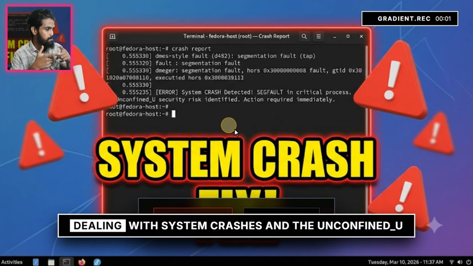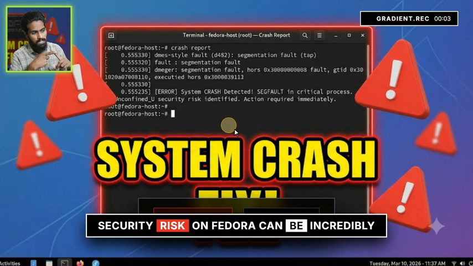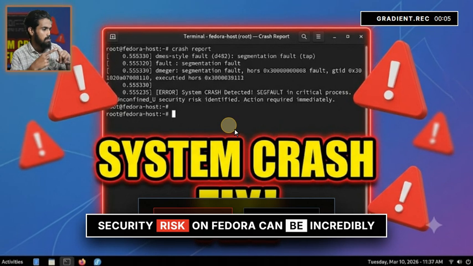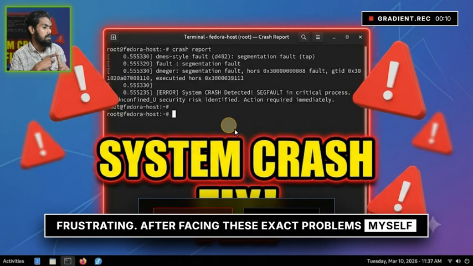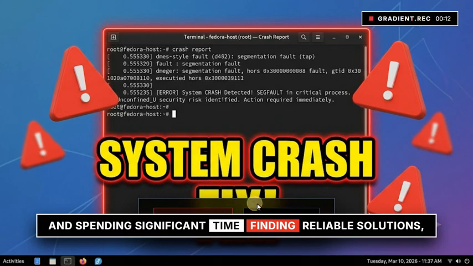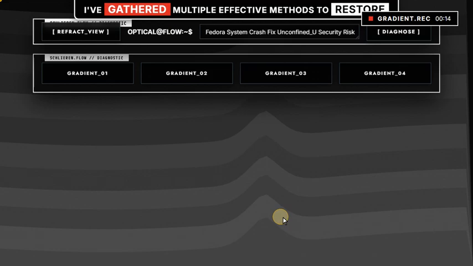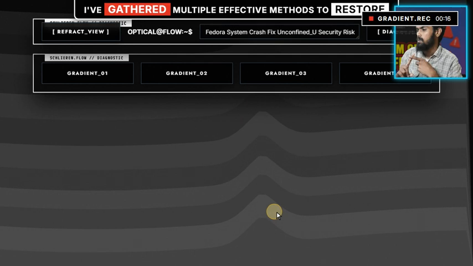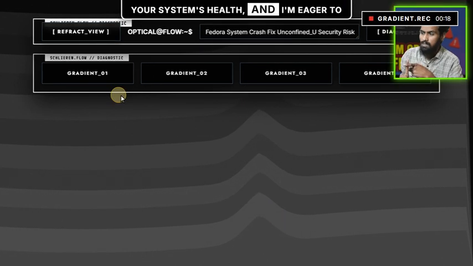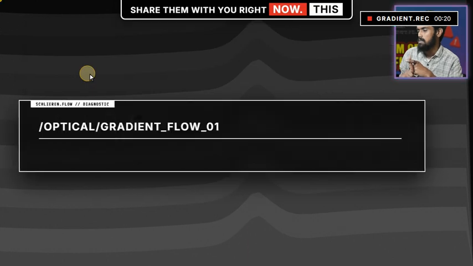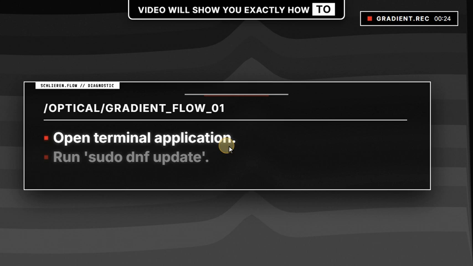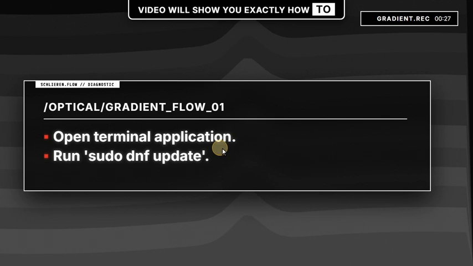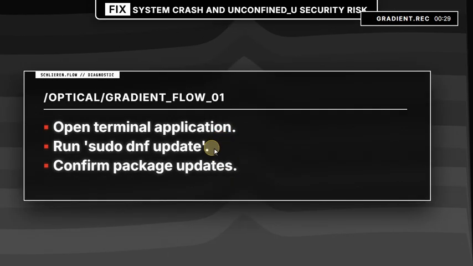Dealing with system crashes and the unconfined security risk on Fedora can be incredibly frustrating. After facing these exact problems myself and spending significant time finding reliable solutions, I've gathered multiple effective methods to restore your system's health, and I'm eager to share them with you right now. This video will show you exactly how to fix system crash and Unconfined U security risk on Fedora.